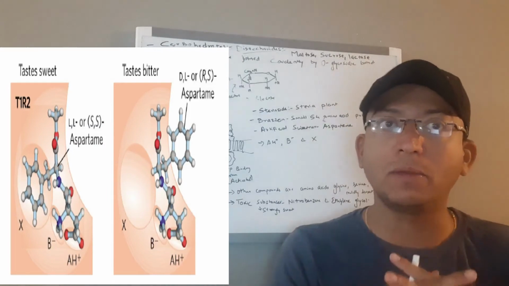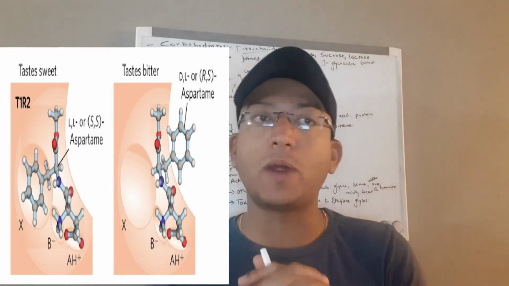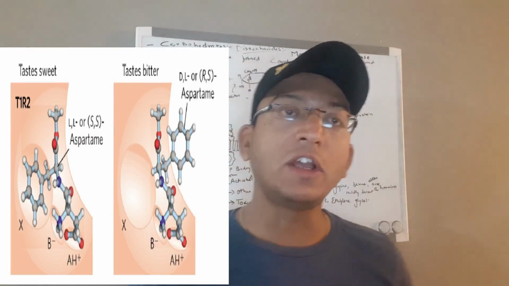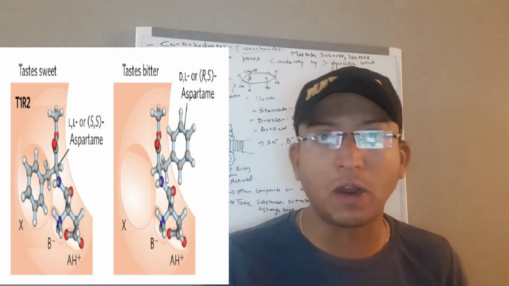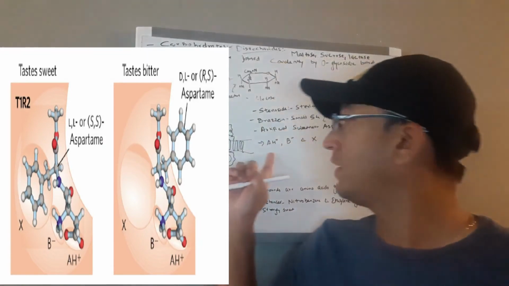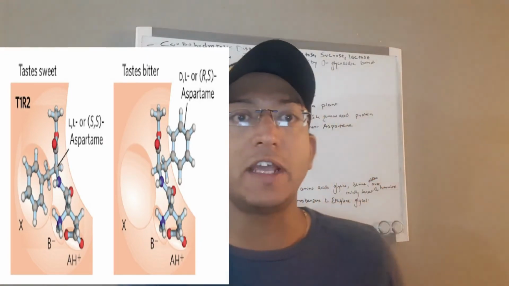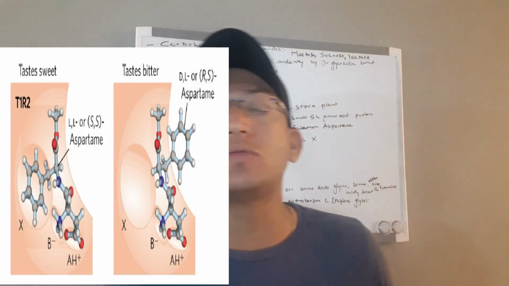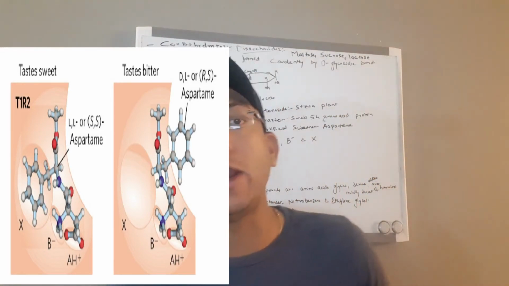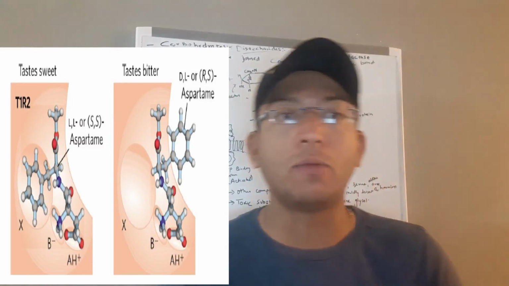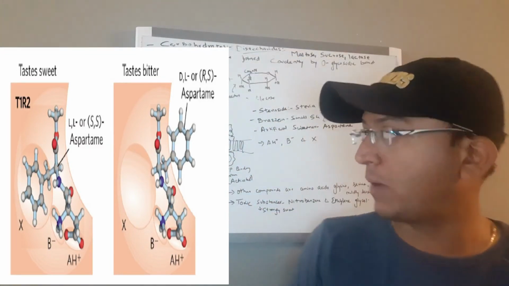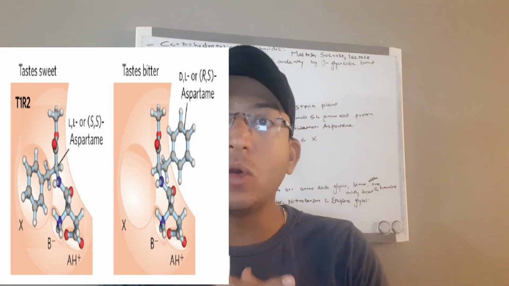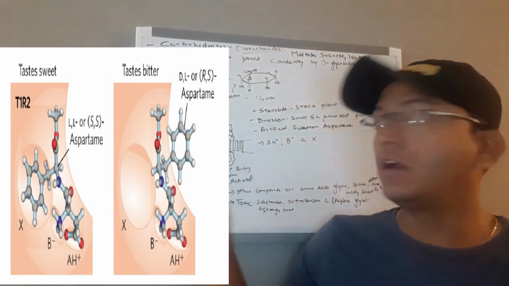So they can bond, such as the amine group of aspartame. This is how the B negative and the amine group of aspartame can bond together, and the carboxylic acid of aspartame can bind with the AH plus. The site X is oriented perpendicular to the other two groups and is capable of interacting with the hydrophobic patch on the sweetener molecule, such as the benzene ring of aspartame. So all these three different sites can bind with aspartame on the receptor.